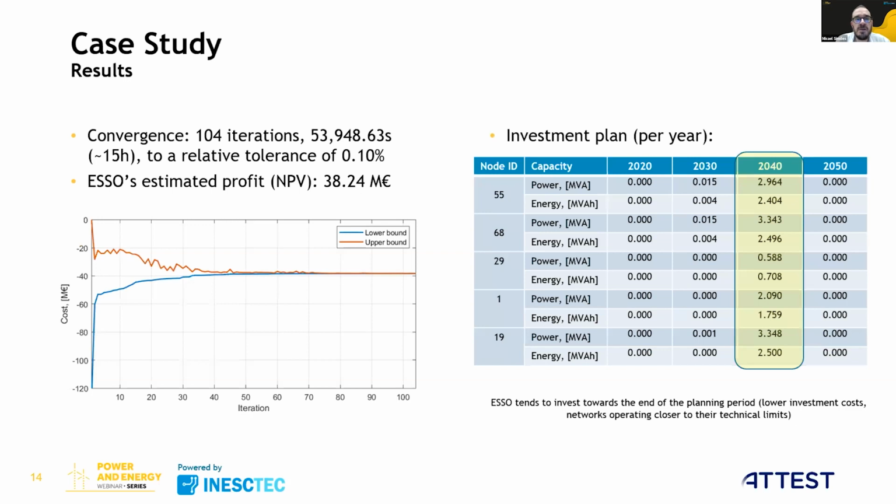This shows the convergence characteristic to the left of the problem. It took approximately 104 iterations to converge. And to the right, we can see the investment plan in shared energy storage systems. As it's possible to see, ESSO tends to invest in energy storage systems towards the end of the planning period, not in the last year, because since the energy storage systems have a lifetime of 20 years, it's more profitable to install in 2040. And this is when also the problems in the network really start to show.